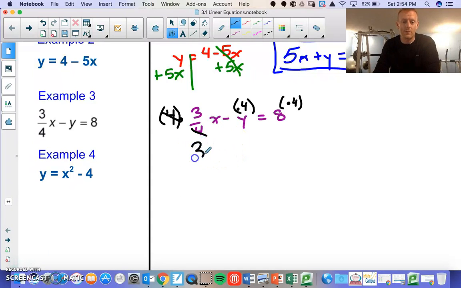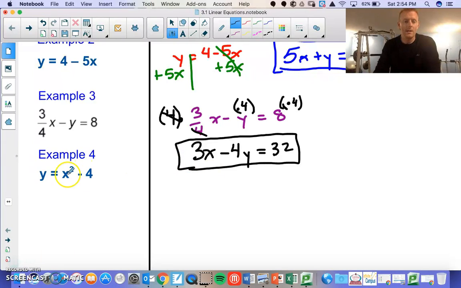So we're left with 3x for the first part. 4 times a negative y makes a negative 4y. And 4 times 8 makes 32. So then this is in ax plus by equals c form. It's in our standard form, and we are happy. Example number 4, we have a second power. It is not linear. This would make one of those goofy looking parabolas. If I could spell, we'd all be happier. So let's keep it rolling.